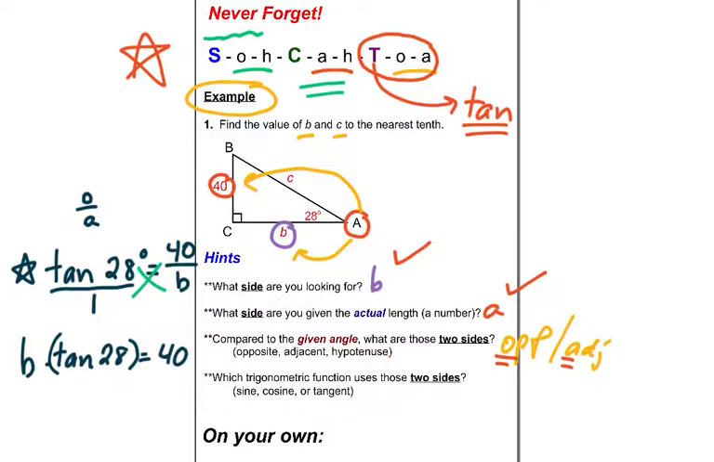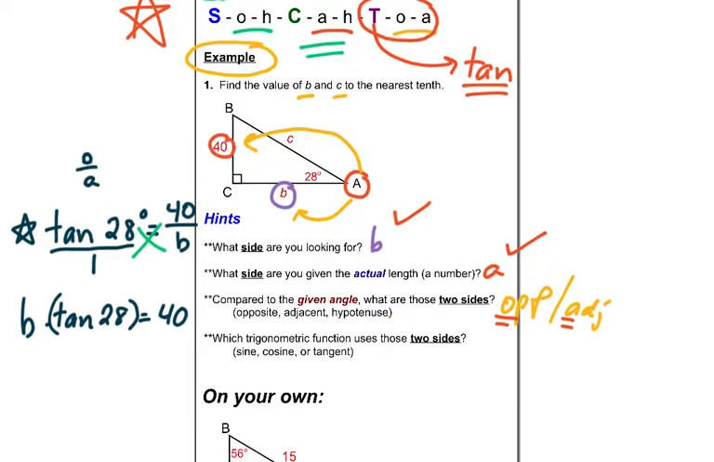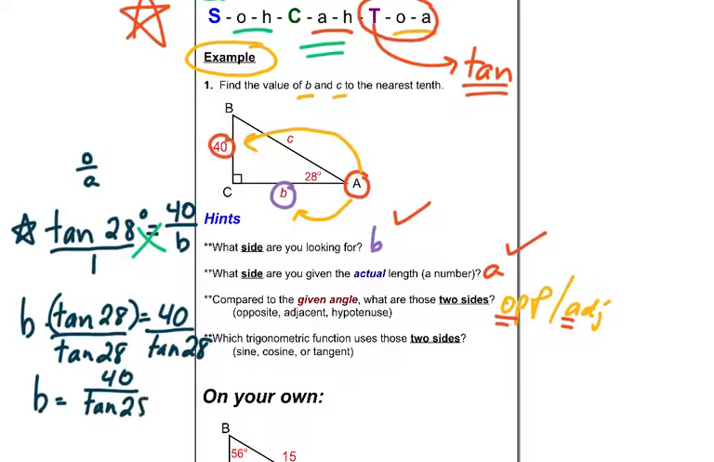All right, the b is almost free. What's happening to the b? It's getting multiplied by the tan of 28. Remember, we said that's just a number, so it's being multiplied by a number. Let's divide by that number. All right, if we do it on the left side, we've got to do it on the right side. Therefore, b is equal to 40 divided by the tangent of 28 degrees.